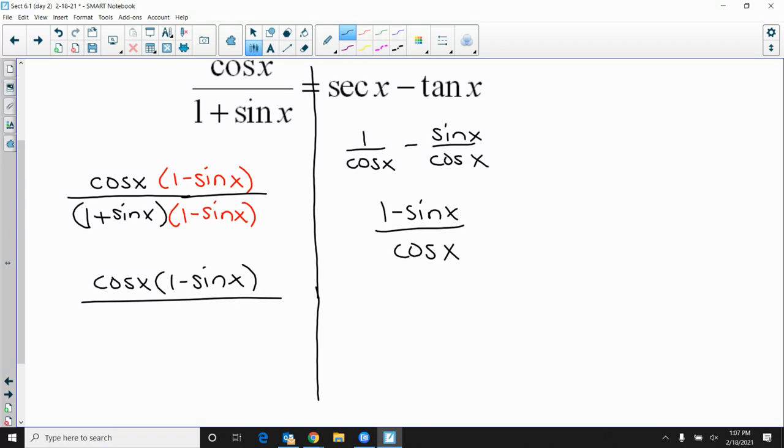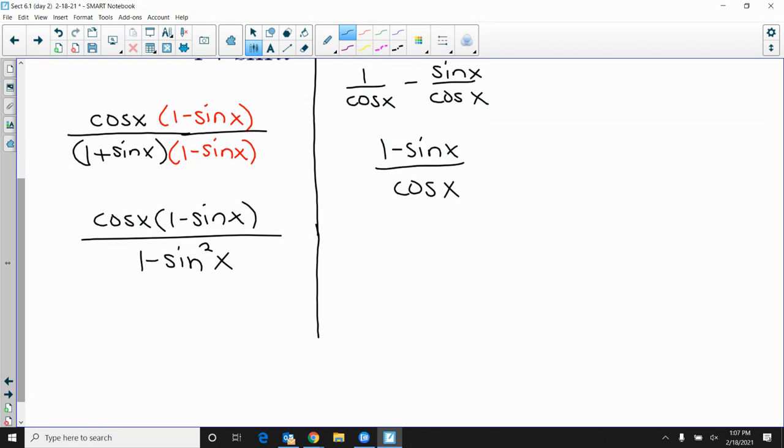All right. Well, I clearly don't have a bunch of 1s, so FOIL those together. What is 1 plus sine of x times 1 minus sine of x? That's going to be different. Going to give me 1 minus sine squared x. All right, so just stop there. See if you can figure out where we're going.